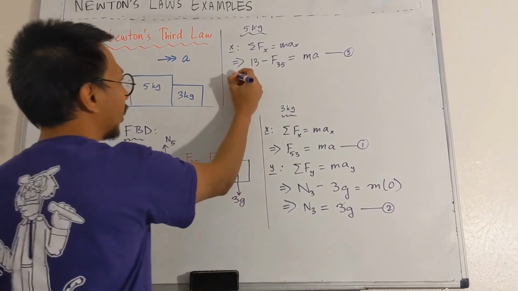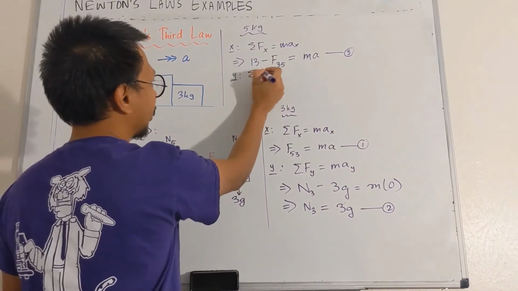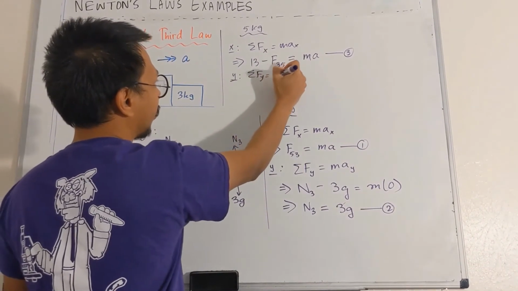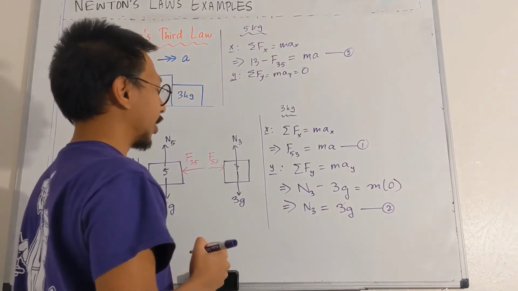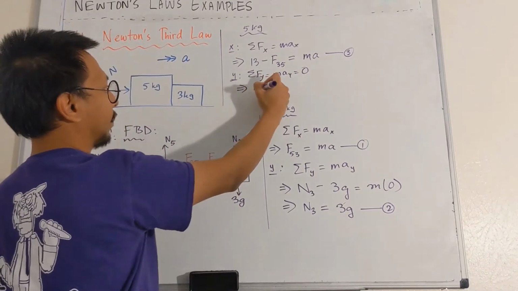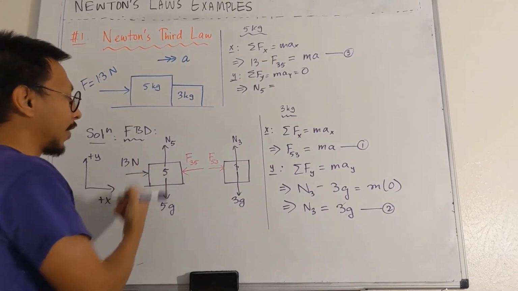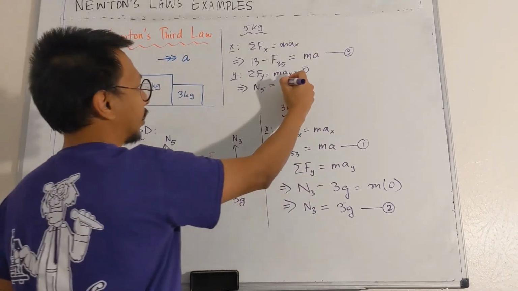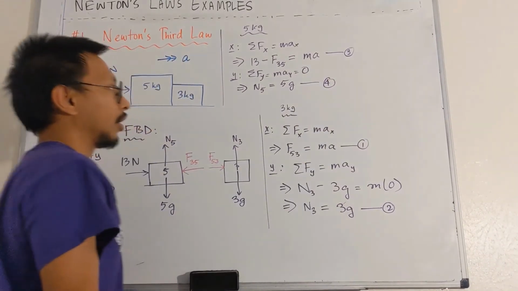Then in the y direction, let's look at the y forces. Summation of Fy equals may. Here again, this side is 0 because acceleration in the y direction is 0. So we end up with N5, the normal force exerted by the ground on the 5 kilogram box, is nothing but its weight, equal to 5 times g. So these are the 4 equations.